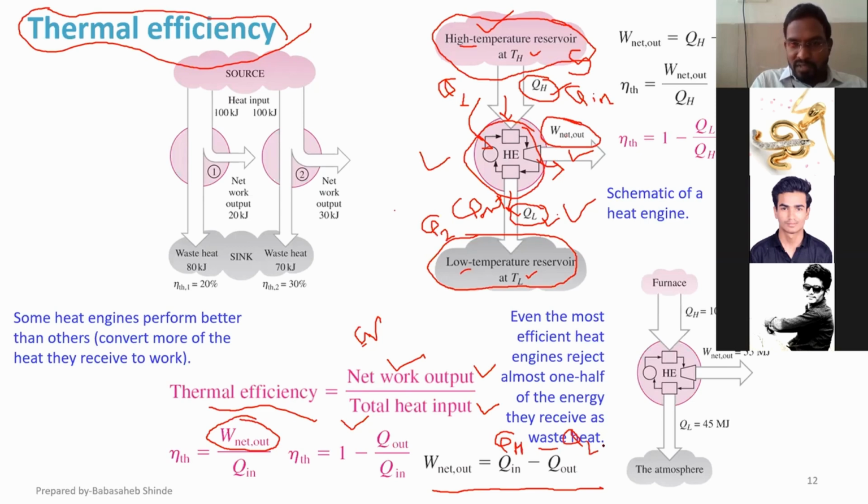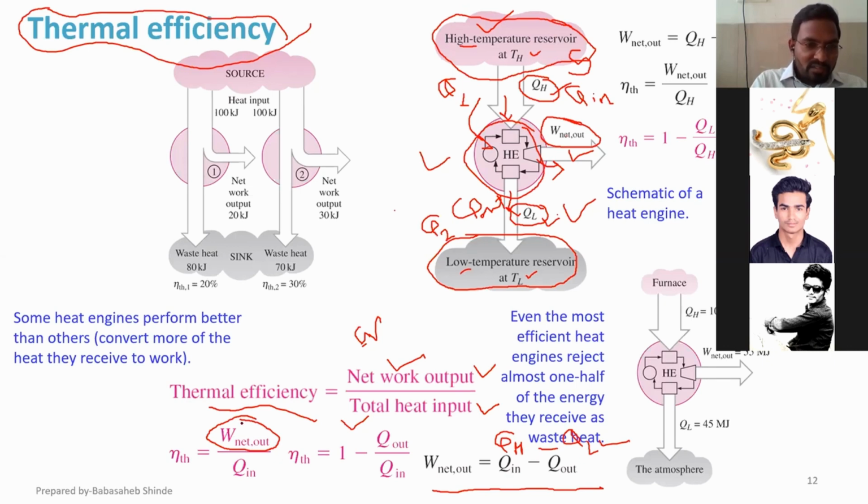QH is entering the system and QL is leaving the system, because there are only three interactions. This is going out, this is going in, this is also going out. So the difference between the heat entering and heat leaving is nothing but the work produced. So W net out is equal to Q in minus Q out, or QH minus QL.